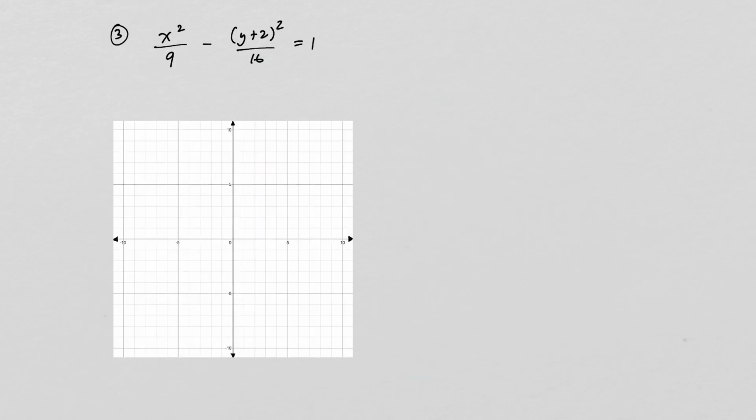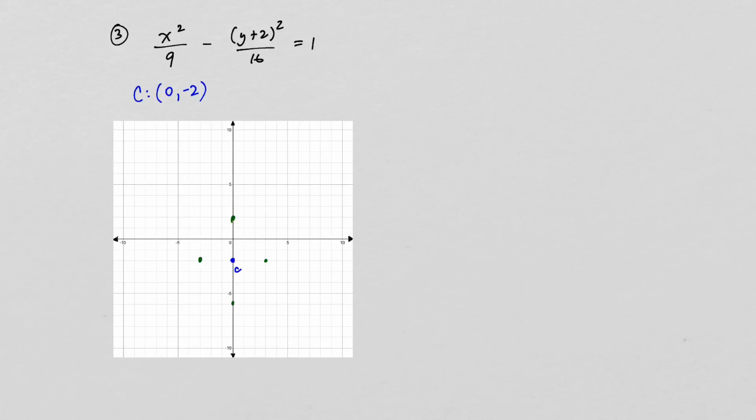Okay, so for this one, again, we have to find our center first. Center here is x equals 0, y equals -2. So 0, -2 is right there. There's the center. The number below x is 9, which is really 3 squared. So we're going to go from the center 3 units to the right, 3 units to the left. The number below the y's is 16, which is really 4 squared. So we go up 4, down 4.